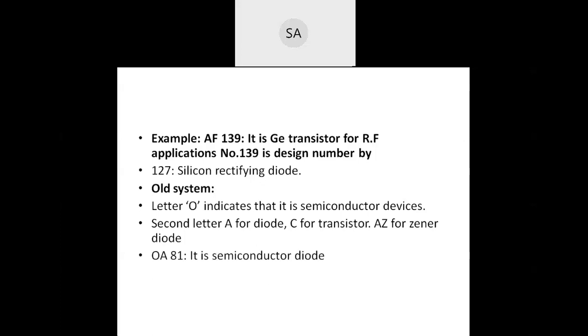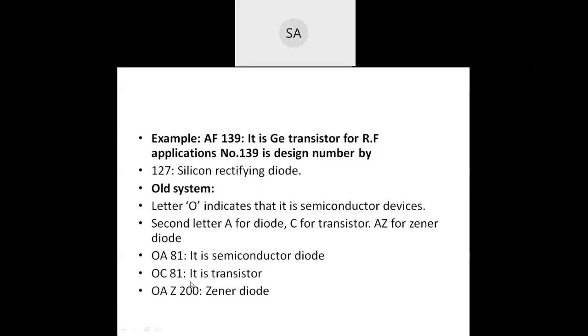Let us take an example, OA81. It is a semiconductor diode. The first letter O is a semiconductor and A is a diode, so it is a semiconductor diode. Another example, OC: C is for transistor, so it is a semiconductor transistor. And OAZ200 is a semiconductor device which is used as a Zener diode.